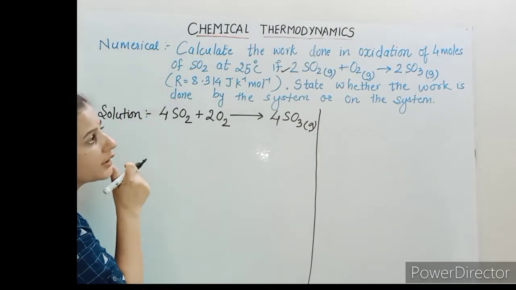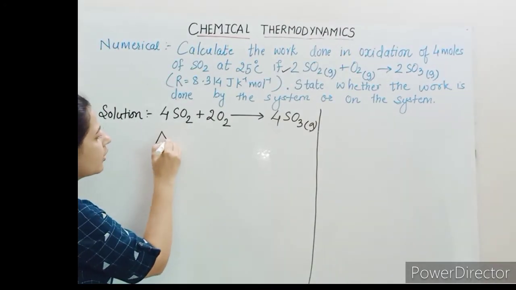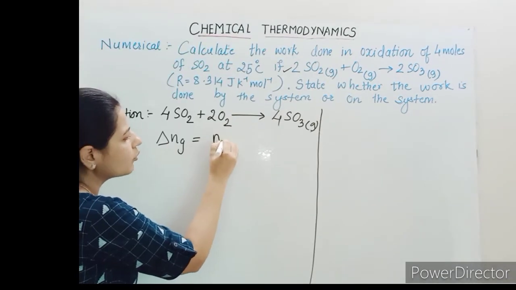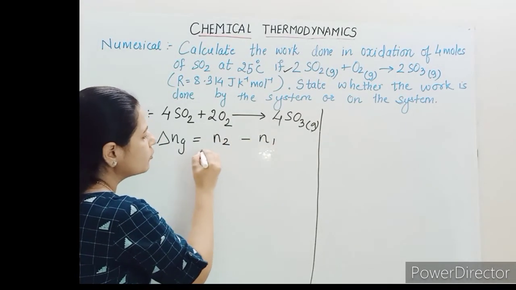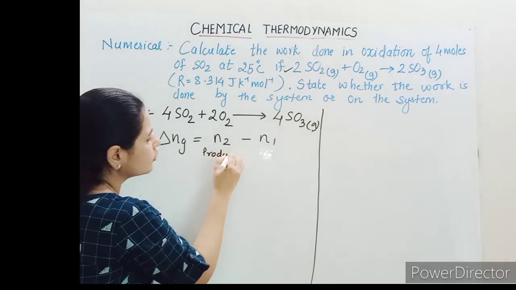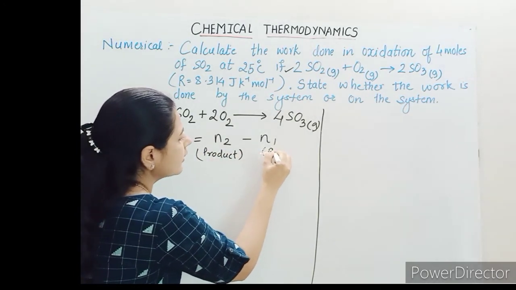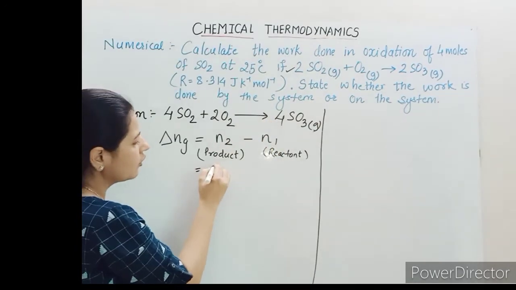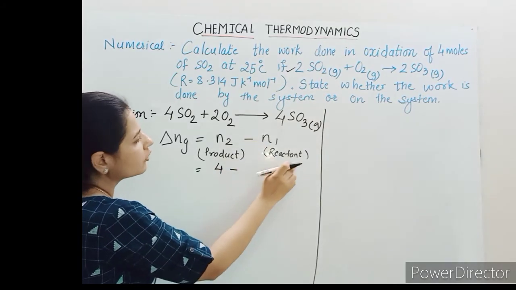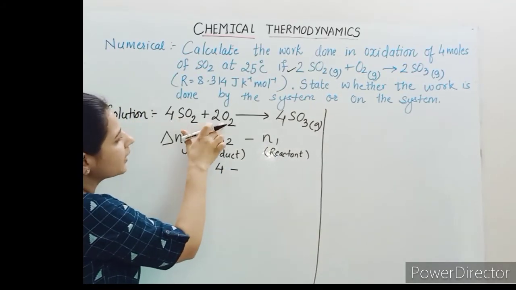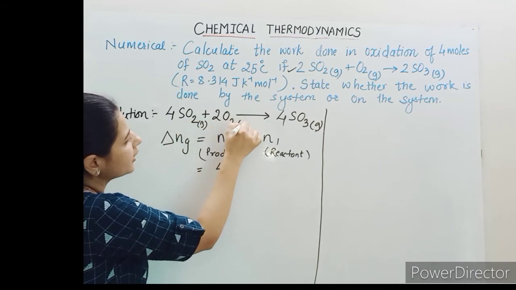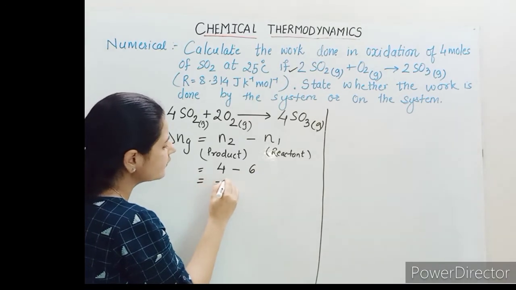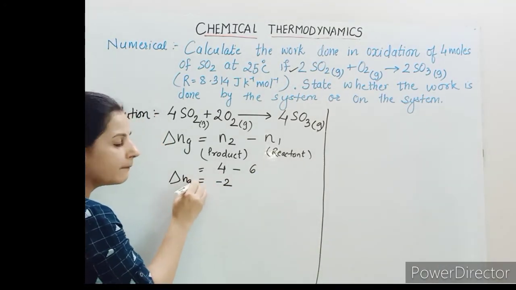Now we have to calculate the work done. So for calculating the work, we have to first find out the value of Δng. Δng is nothing but number of moles on the product side minus number of moles on the reactant side. So this is your product and this is your reactant side. Now in this case, the number of moles on the product side is 4 minus number of moles on the reactant side. So reactant side there are 4 plus 2. Both are in the gaseous state, so we are going to take all the moles. So these are 4 plus 2, 6, means it will become minus 2. Therefore Δng is minus 2.